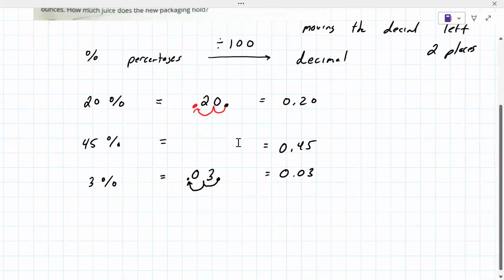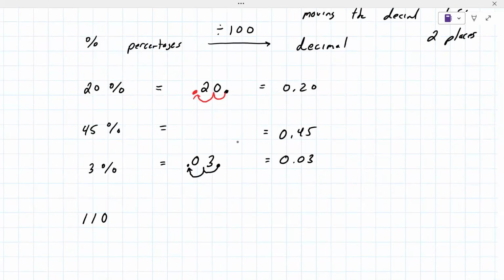0.03. Now kind of in the same direction. What's 110%? You probably heard that before. You got to give 110% effort. Well, let's see what that actually is as a decimal. What do you think here? 1.10. Very good.